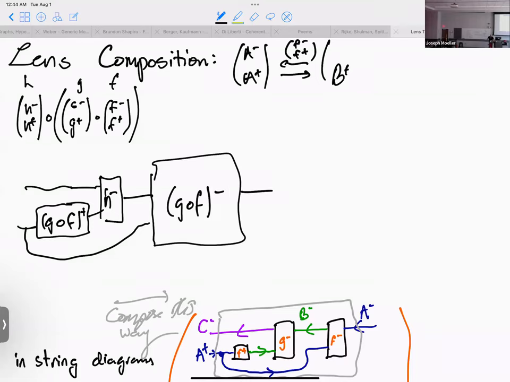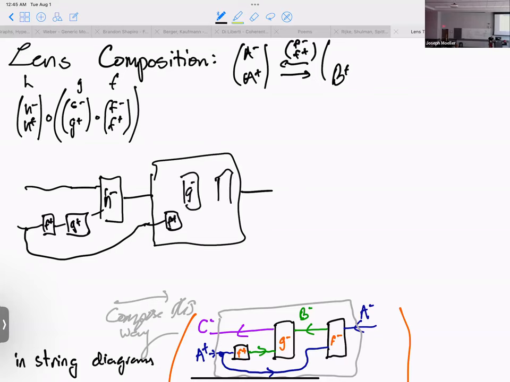Okay, but now I need to fill those in. So what is G after F plus? Well, it is G plus after F plus. So I'll write that in here. This is F plus, this is G plus. And then what is G after F minus? It's that whole thing down there: F plus, G minus, F minus. We have a copy over here. If this goes in over here, this goes in here, this comes out here. Right? Okay, so that's the left-hand side.